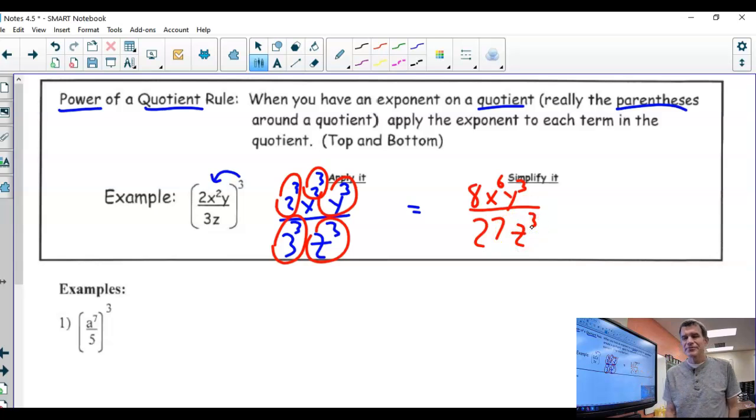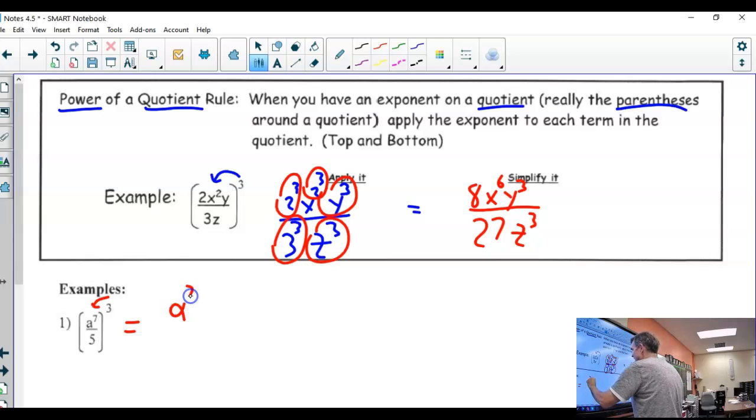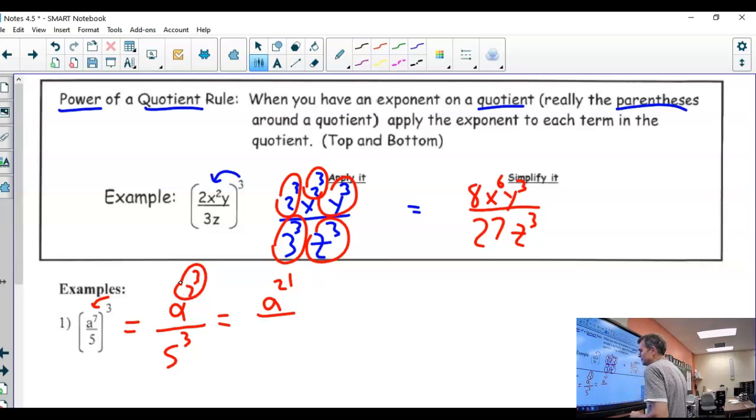You want to try one on your own? Give it a shot. And then see if you got it right. So I would apply this to each thing. A to the 7th to the 3rd over 5 to the 3rd. And on top, I would end up with a to the 21st, because I multiply those. And on the bottom, I guess it would be 125 if I go ahead and use the exponent. Or maybe you just leave it as 5 to the 3rd power if it's too big.